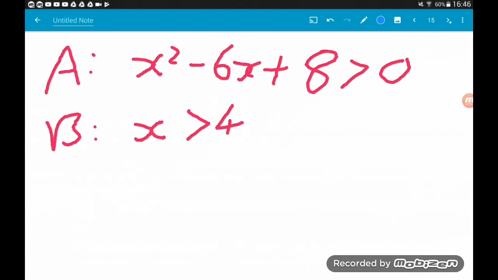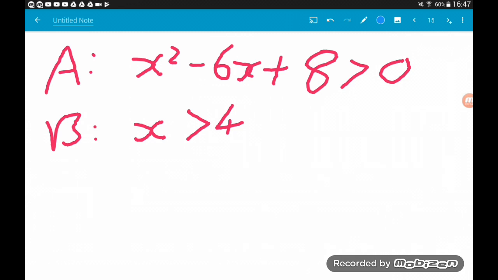Okay, the final question for this video. I hope you've enjoyed it, found it useful. So this question is actually from the AS AQA paper 1 specimen paper from their website. So this is an actual exam question. So statement A is telling us x squared minus 6x plus 8 is greater than 0. Statement B is telling us x is strictly greater than 4.